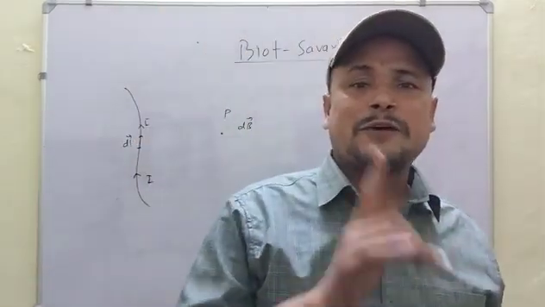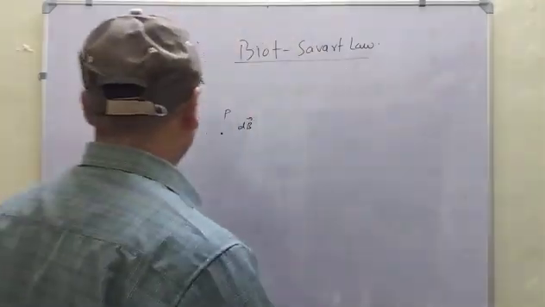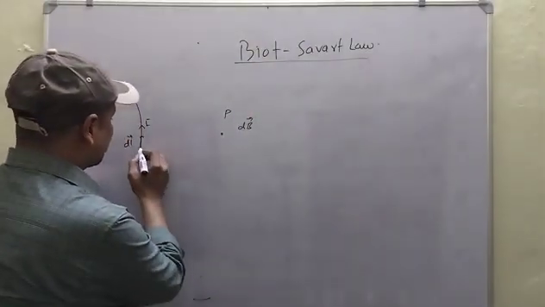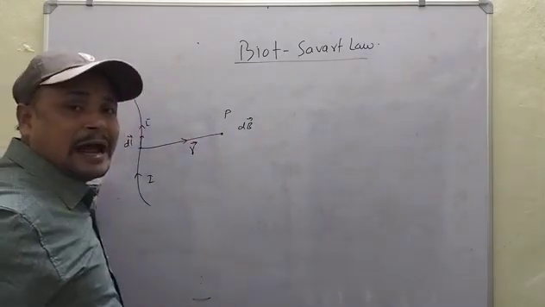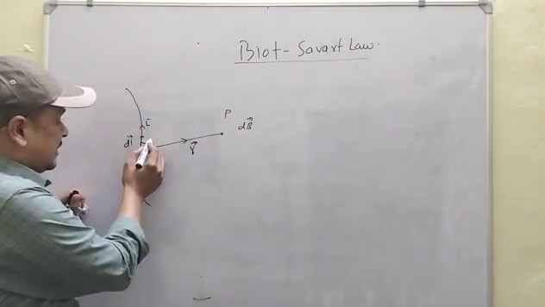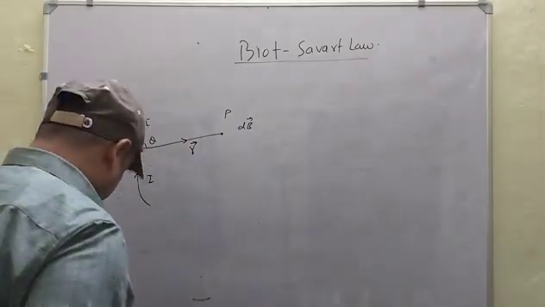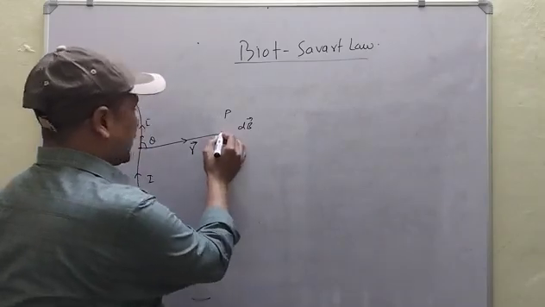And the magnetic field is a vector quantity, similar to the electric field. Now, what is the position vector? So we will take this r vector, this is the position vector. And the angle between the dl and the r is theta. That is theta here. And here we are going to find the magnetic field.